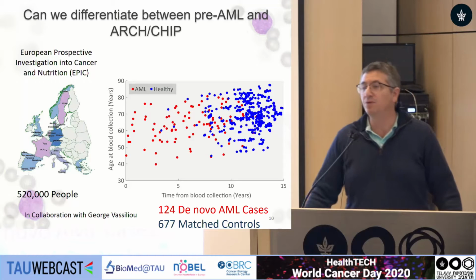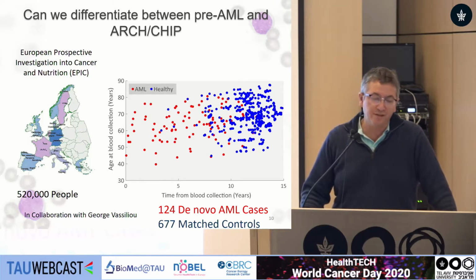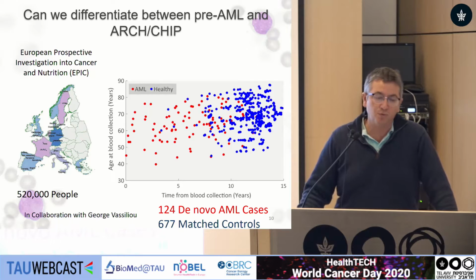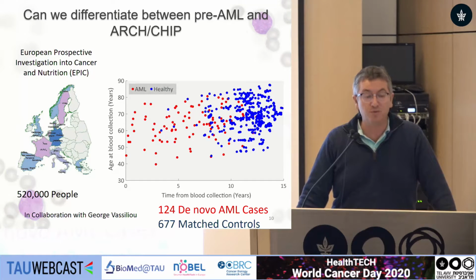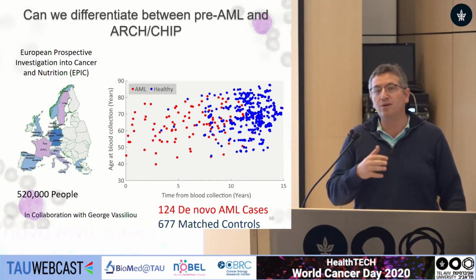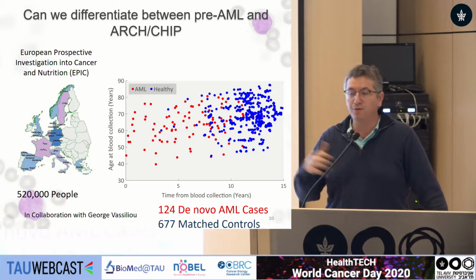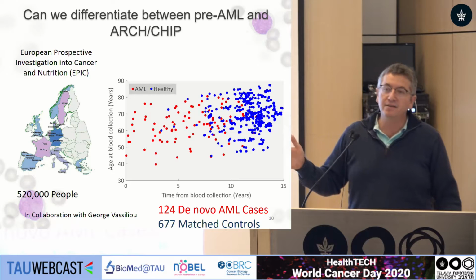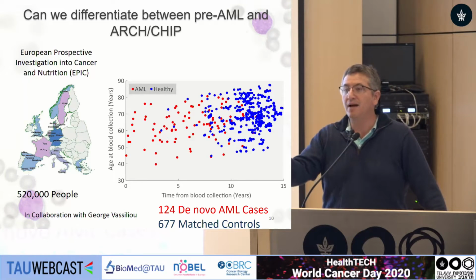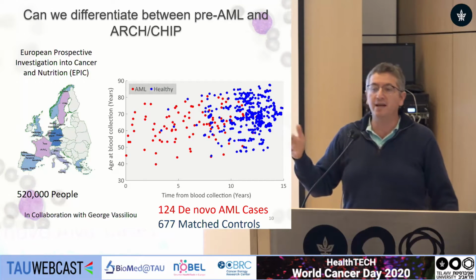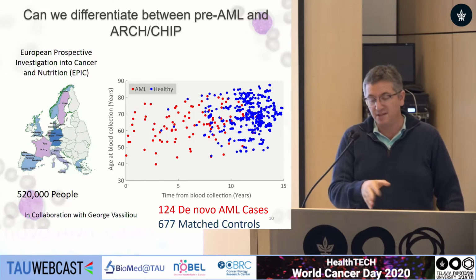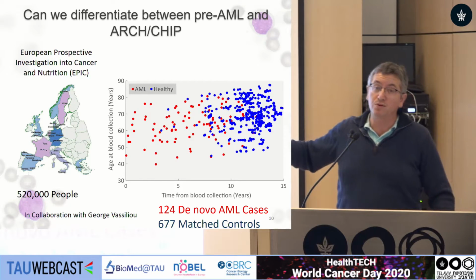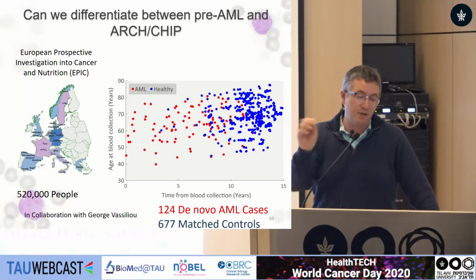So this is the study we started 4 or 5 years ago. We went to a cohort called the EPIC cohort, which is the European Prospective Investigation into Cancer and Nutrition. This cohort includes 500,000 people that were collected all over Europe. The blood was collected in the early 90s, and then they were followed for the last 30 years. Every time they developed any cancer, it was recorded. So now any scientist can go to this cohort and ask for the blood that was collected many years before cancer was diagnosed. We did that for all the AML cases, 124 in this case, and then also 677 controls that were matched by age and by the region where they were collected.